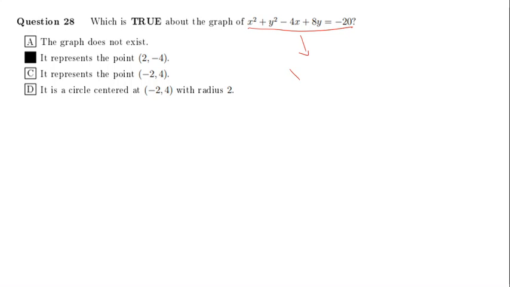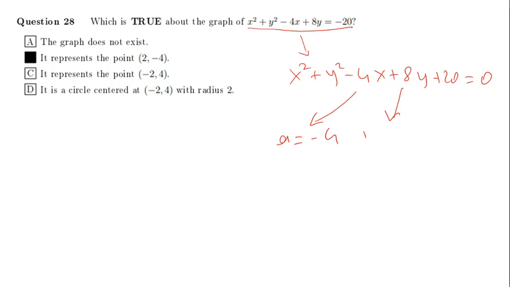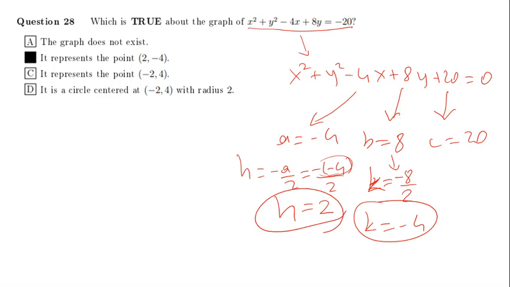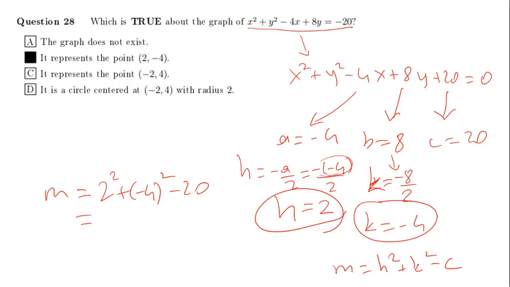Okay, which is true about the graph of this? So in here, the first thing you have to do is write it in this form first. You make it equal to 0. Then find a, find b, and find c. Now, what is h? h is minus a over 2, which is minus negative 4 over 2, which is plus 4 divided by 2, it's 2. And k is minus b over 2, which is minus negative 8 over 2, so it is minus 4. Now, what is m? m is h squared plus k squared minus c. So m is 2 squared plus negative 4 squared minus 20. This will give you 20 minus 20. So m is equal to 0.